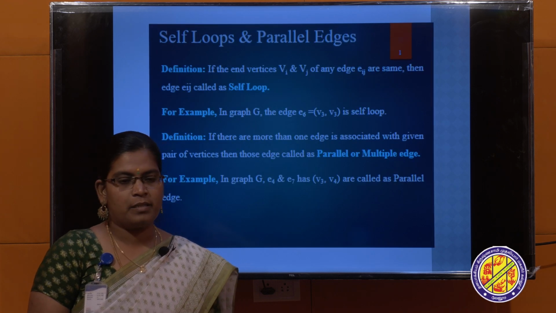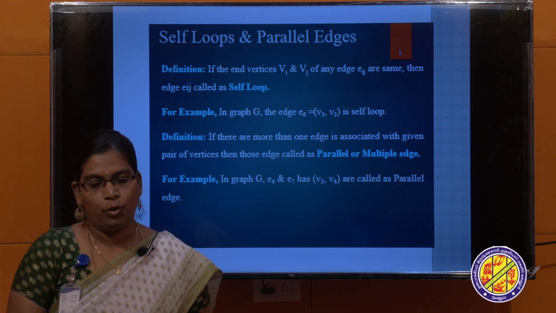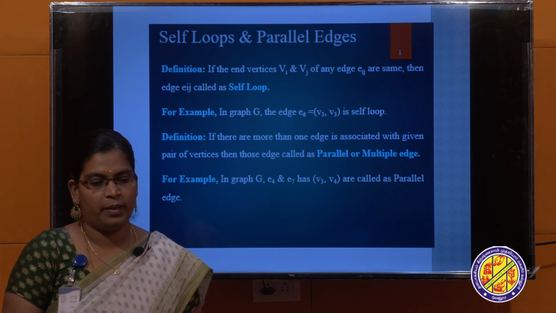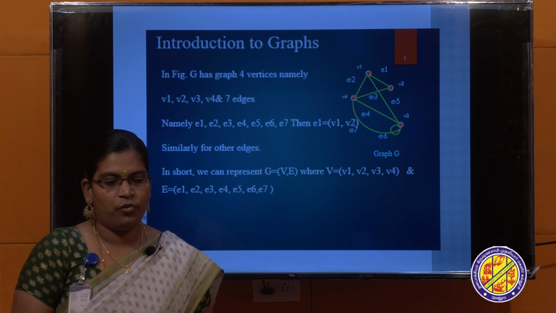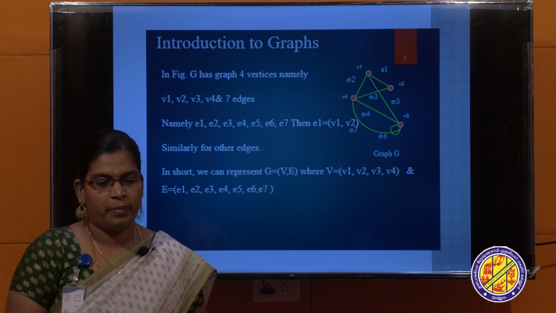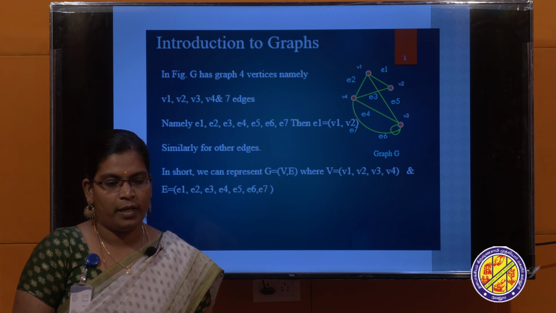Next, if more than one edge is associated with a given pair of vertices, then those edges are called parallel or multiple edges. In the previous example, the edges E4 and E7 are called parallel edges or multiple edges because their starting and ending vertices are V3 and V4.